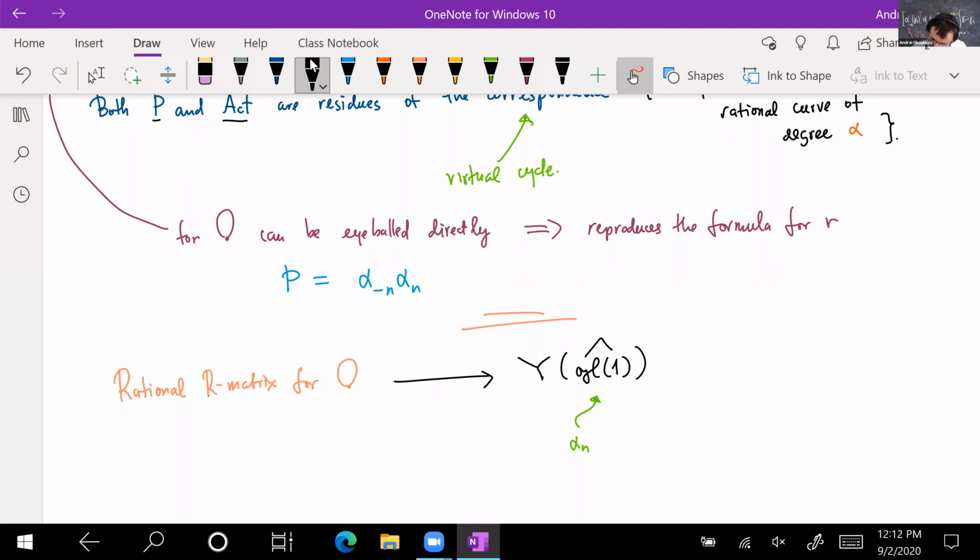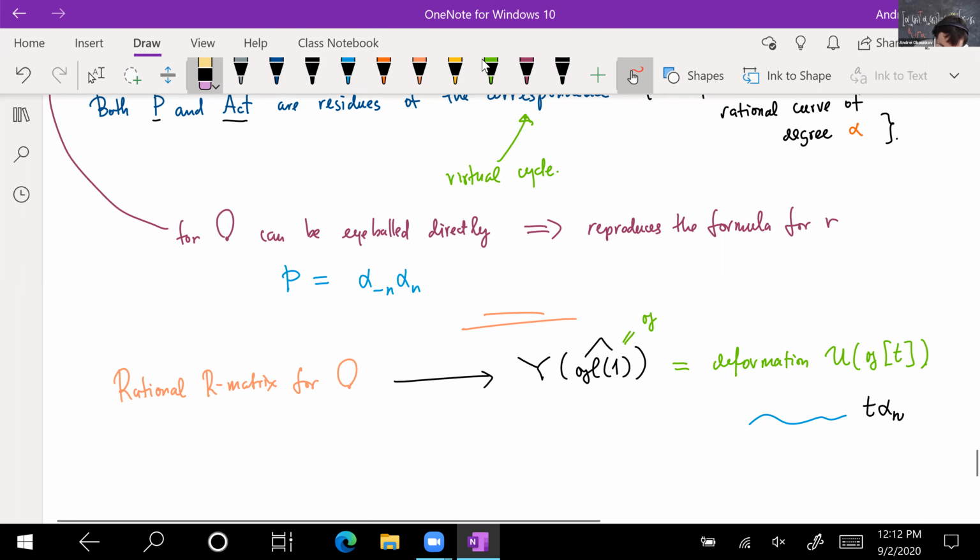Right. And inside of this algebra, this is a deformation of just the universal enveloping algebra of G attached to a variable T, where G is this Lie algebra here. And so in particular, there are some elements like T times alpha n. This G is generated by our alpha ends, and this T times alpha n, they go to a very short subalgebra.